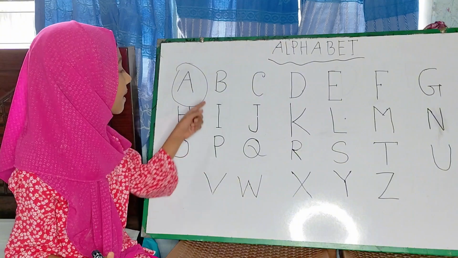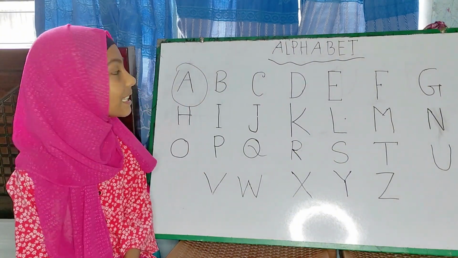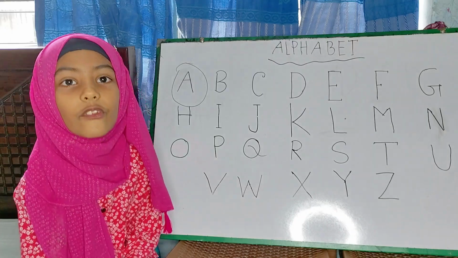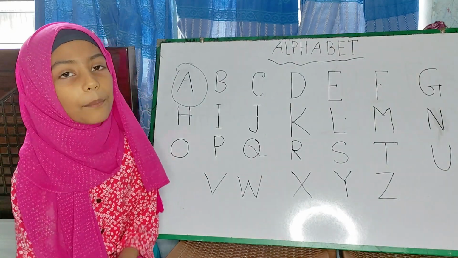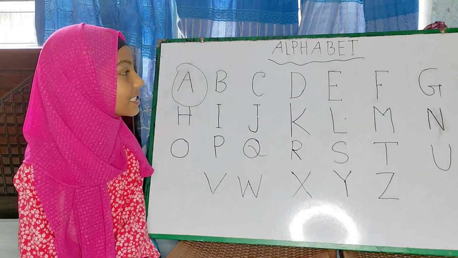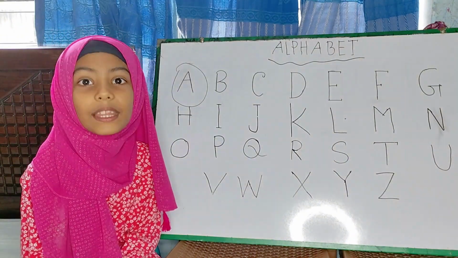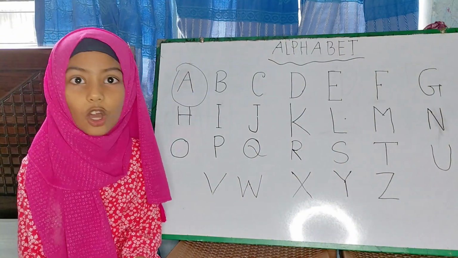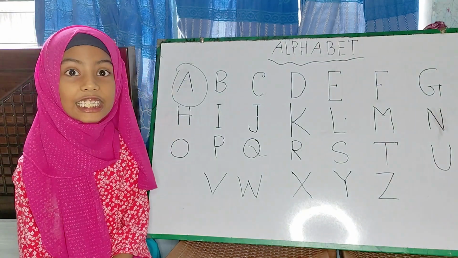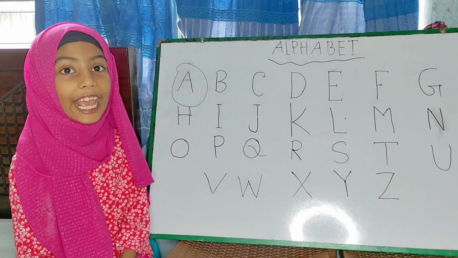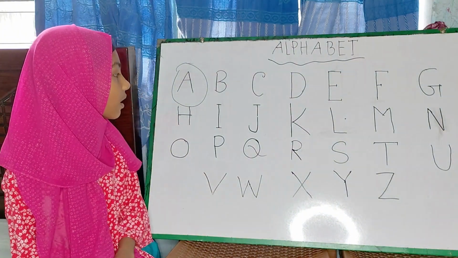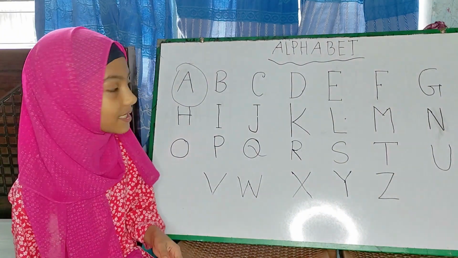The next is B, C, D, E. We all know these letters, so I'm not giving much time here. The next confusing letter is F. Not F. F. The next one is G, H, I. These are also known letters.